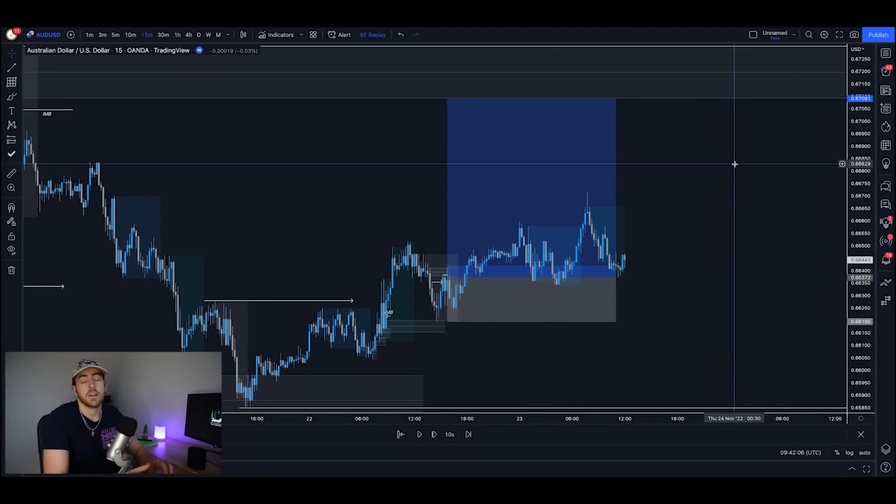So what you need to understand is a trade is not always going to run smoothly from A to B. Sometimes it's going to mess around a little bit, and sometimes there's going to be some pullbacks, and you just need to allow the price action to do what it's going to do.